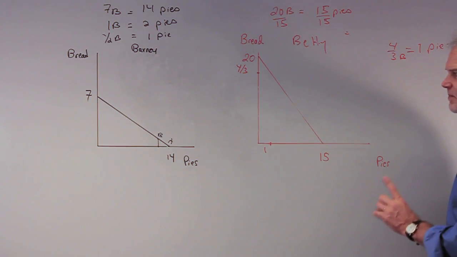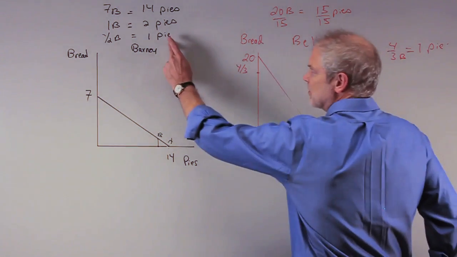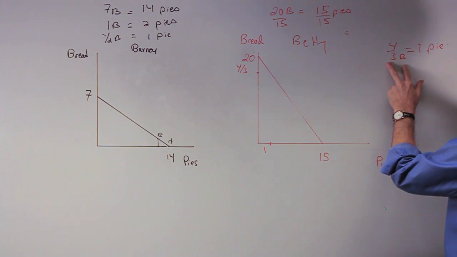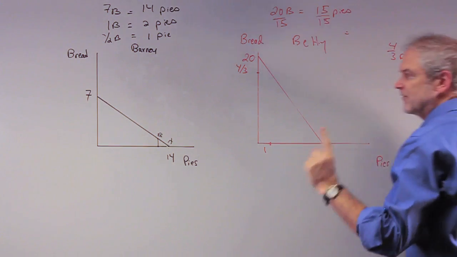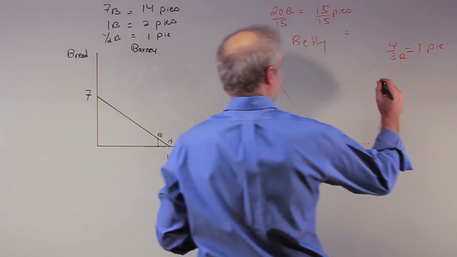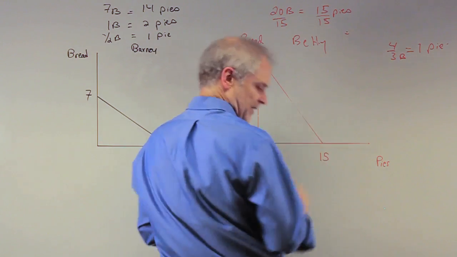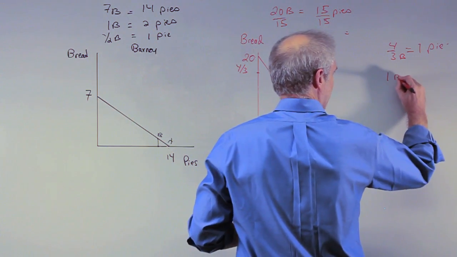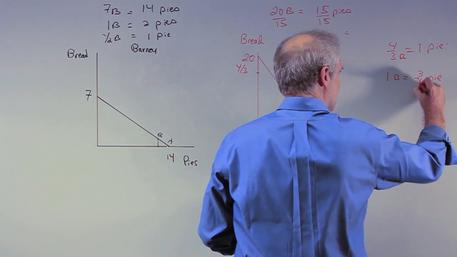bread. So let me just make sure that's clear. Again, every time he produces a pie, he gives up a half of bread. Every time she produces a pie, she gives up 4/3 of bread. Let's flip it around. All right? Therefore, what does 1 bread cost Betty? And I'll put it in red here. So, therefore, 1 bread is equal to 3/4 a pie.